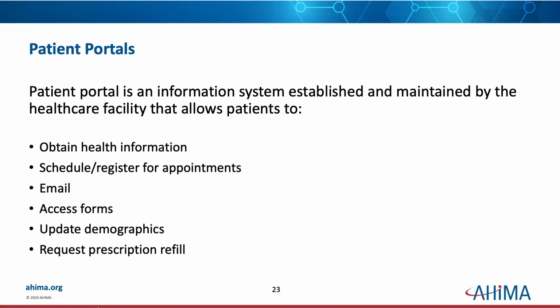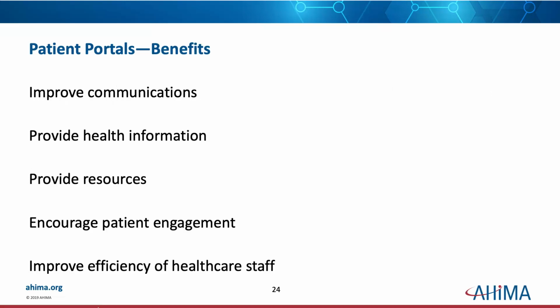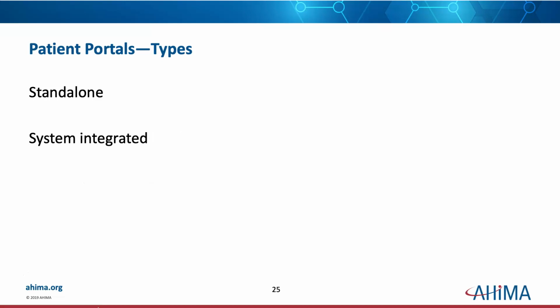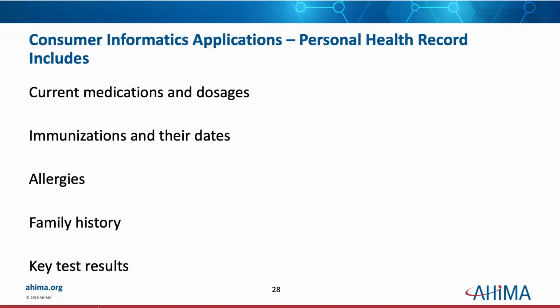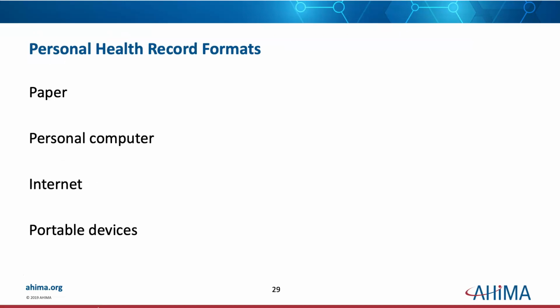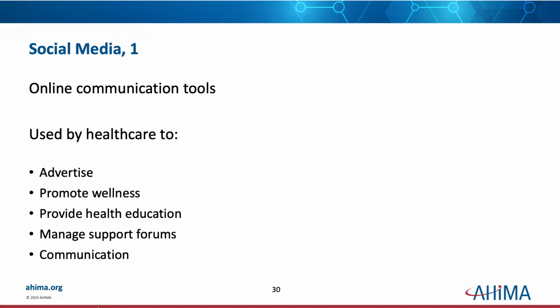Do you remember where you talked about patient portals and they're different than health information exchanges? Well, patient portals are also a little bit different than PHRs, and so you'll want to make sure that you understand the differences. And here's some of the things that a patient portal can do. Benefits of the patient portal, types of patient portals, and then personal health records. This talks about those and what they are and what they include, and what they include again. Talks about formats. And now we're on to social media.